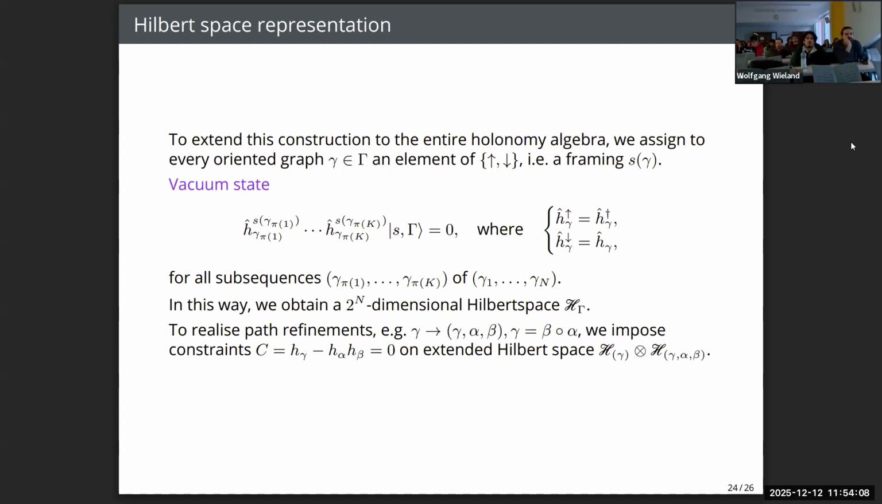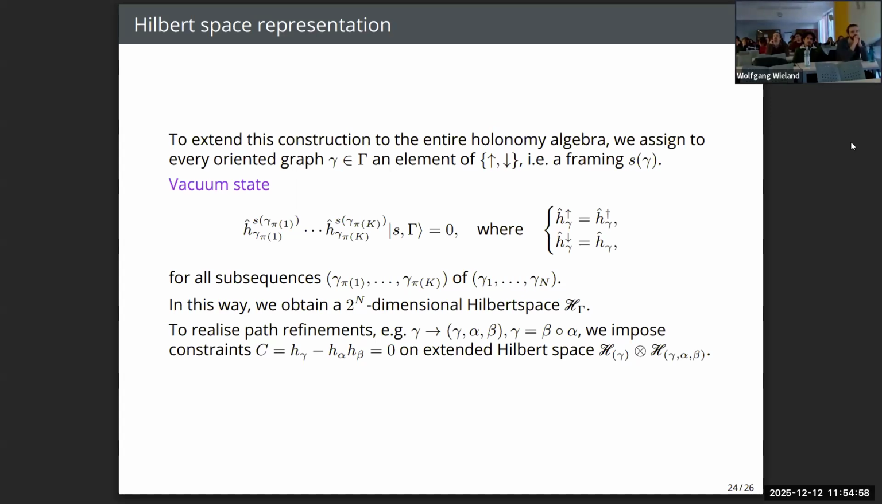And then one kind of difficult step is what happens under path refinements. So what happens if you split paths into two? For instance, you can say take two paths that combine to a third one. Then at the classical level, the holonomies satisfy this condition that the holonomy along the connected path is just a product of two holonomies. At the quantum level, we can impose this as a constraint on an extended Hilbert space. So this is the way we will do in this representation the path refinements.